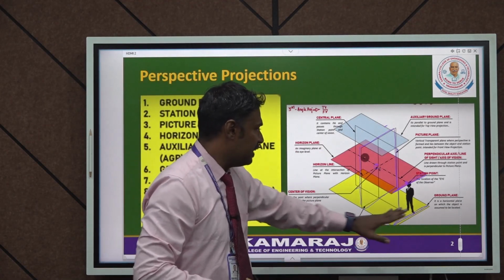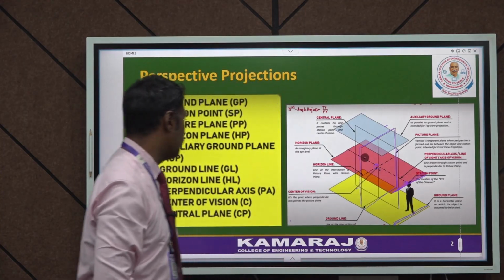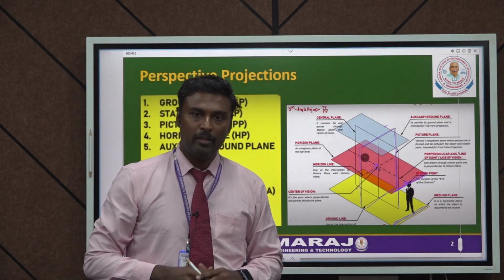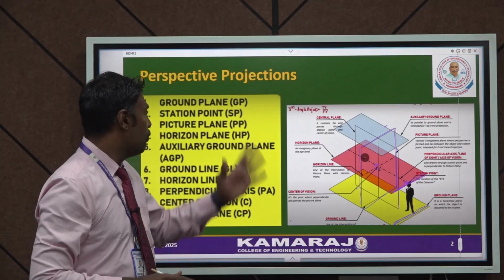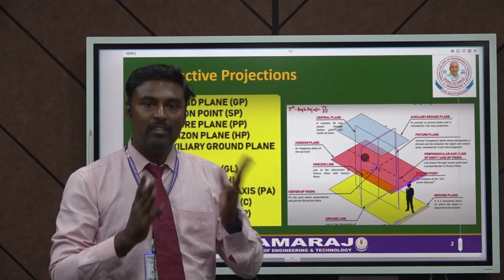And the basic lines are the ground line, the station line, and the eye contact of the observer, which is known as the station point. So mostly these are very important aspects to understand about perspective projections. Okay. Now you know about the basic elements of perspective projections. Now I am going to explain the concept behind this.